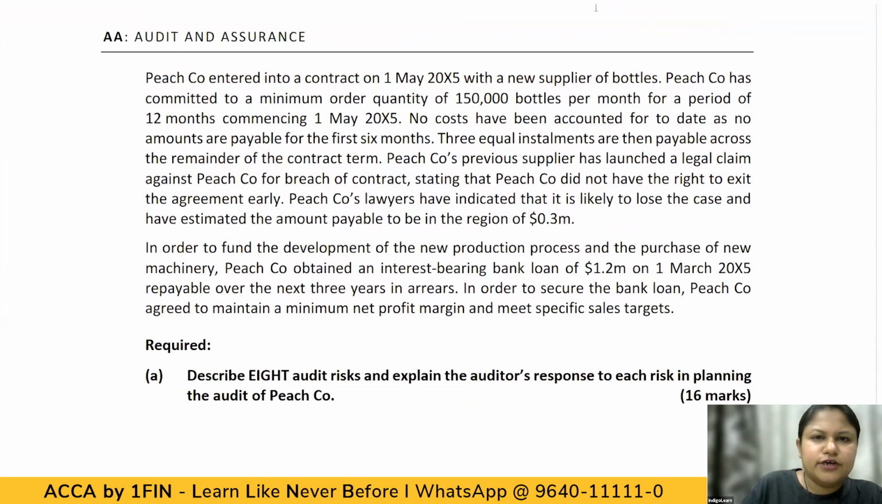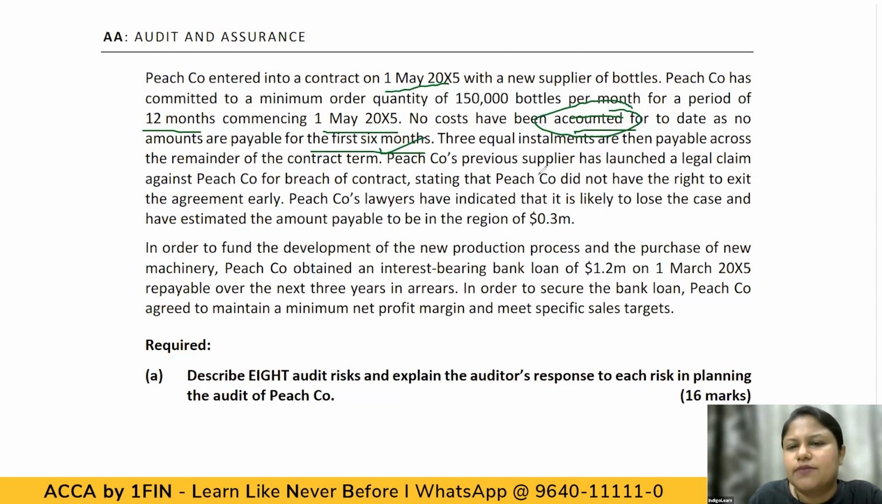1 second. Then further, Peach Company entered into a contract on 1st of May 2015 with a new supplier of bottles. Peach Company has committed to a minimum order quantity of 150,000 bottles per month for a period of 12 months commencing from 1st May. No cost has been accounted for to date as no amounts are payable for the first 6 months. Even if it is not payable, it is still due, right? So it has to be accounted. 3 equal installments are then payable across the remainder of the contract term.